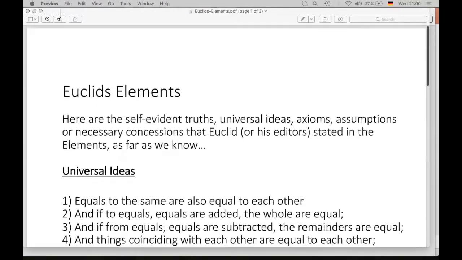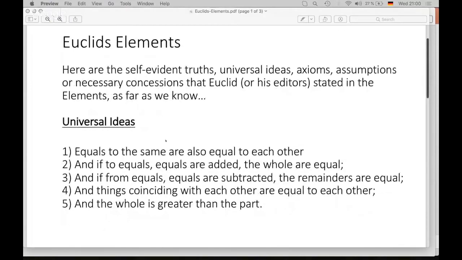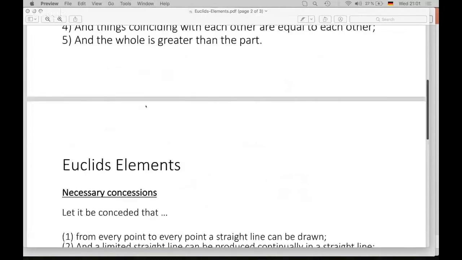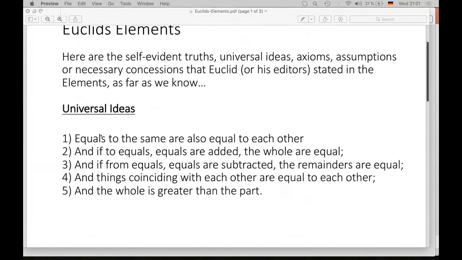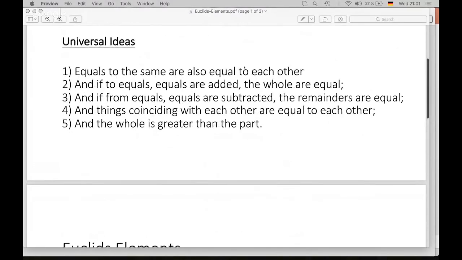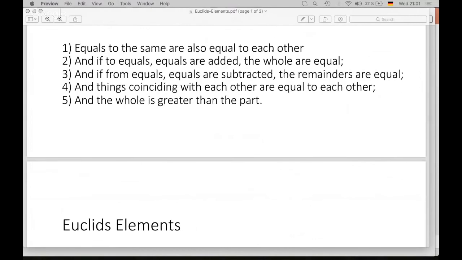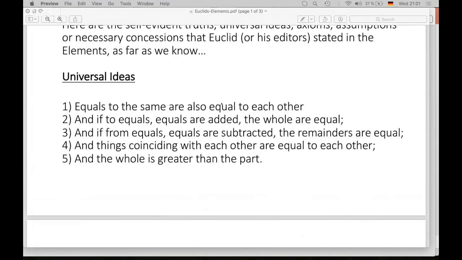Yeah, so Euclid's Elements basically has what he called universal ideas and what he called necessary concessions. Universal ideas are, if you like, truths that, as far as we know, Euclid proposed: things equal to the same are also equal to each other. It seems like a fairly self-evident statement, and as soon as you understand what these words mean, you will agree that if two things are each the same as something else, then they must also be equal to each other. And if you add equal things to equals, then at the end it's going to be equal. And the same if you subtract them. And that things coinciding with each other are equal to each other. And a fairly obvious one, that the whole is greater than the part. So they're fairly simple ideas that everybody can immediately agree to.